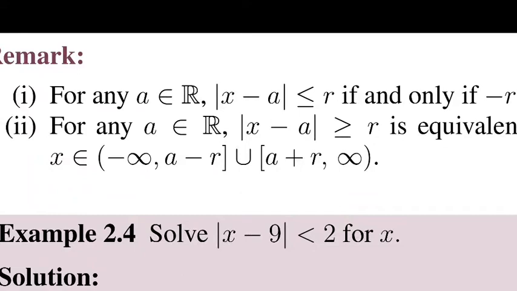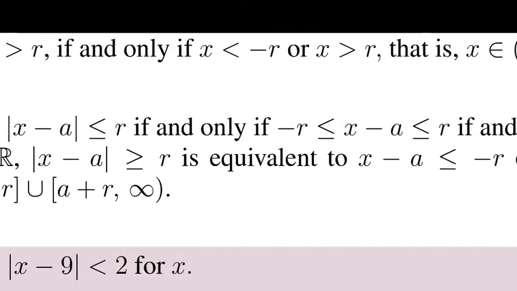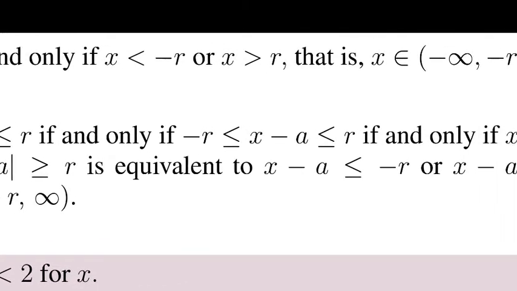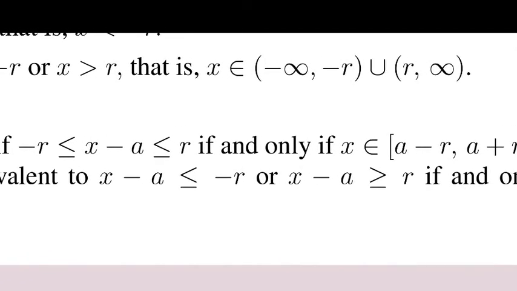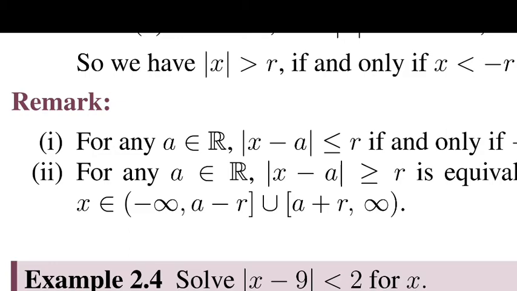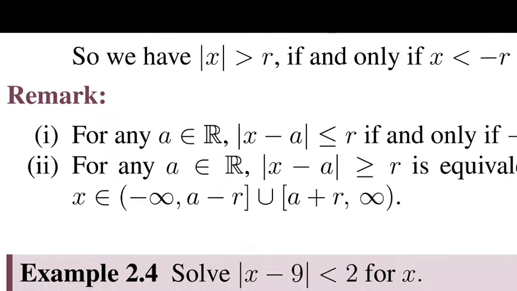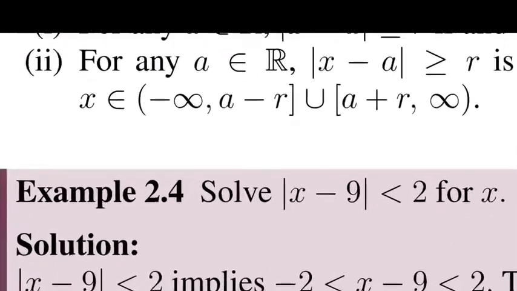Next, the second condition: for any a belonging to R, modulus of x minus a greater than or equal to r is equivalent to x minus a is less than or equal to minus r, or x minus a is greater than or equal to plus r. If and only if x belongs to minus infinity to a minus r, union a plus r to infinity. Next we are going to see an example sum.